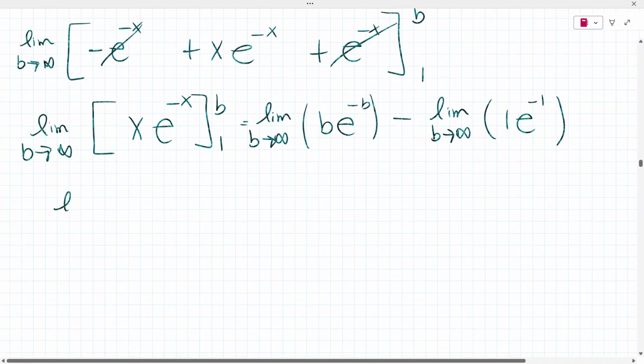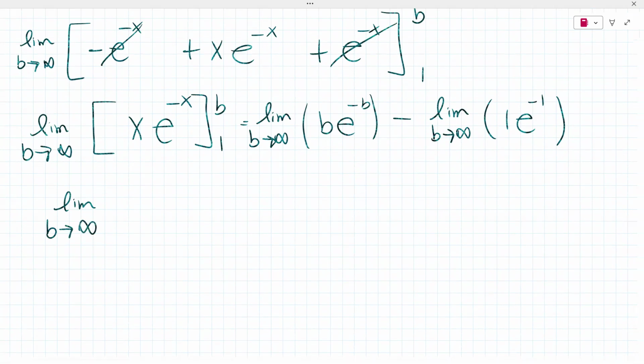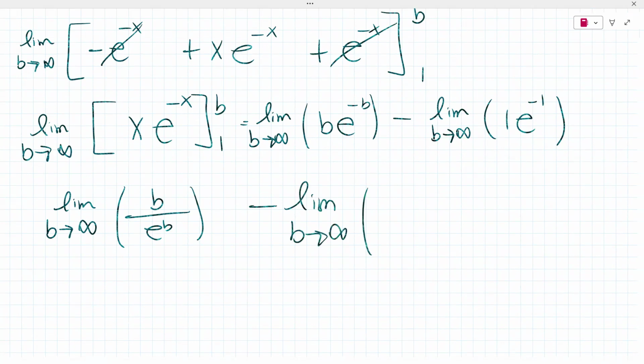So it's going to be the limit as b goes to infinity of b over e to the b. What's e to the negative b? That can be written as 1 over e to the b. Minus the limit as b goes to infinity, and then e to the negative 1 is the same thing as 1 over e.